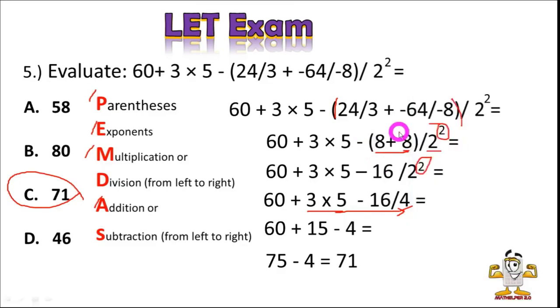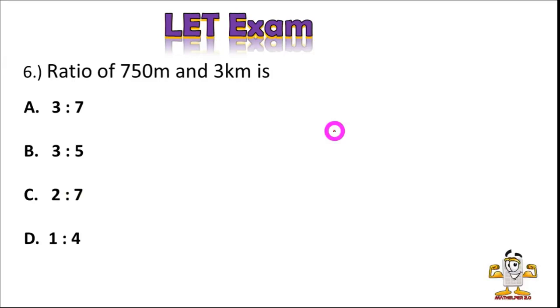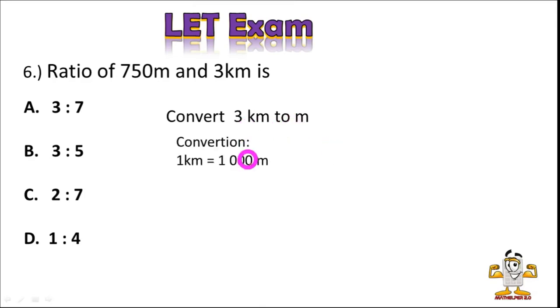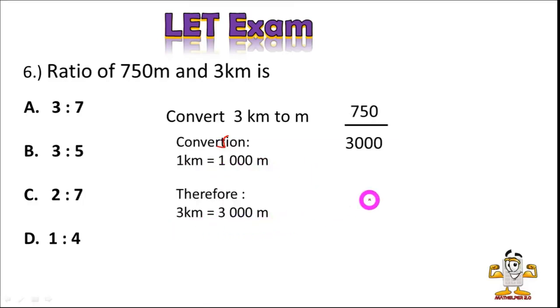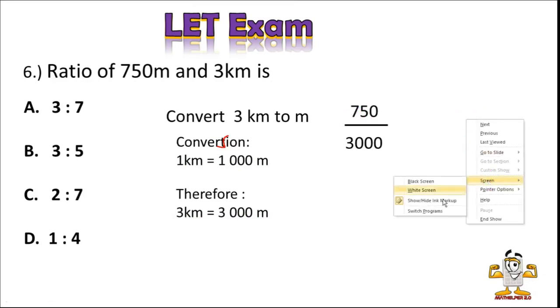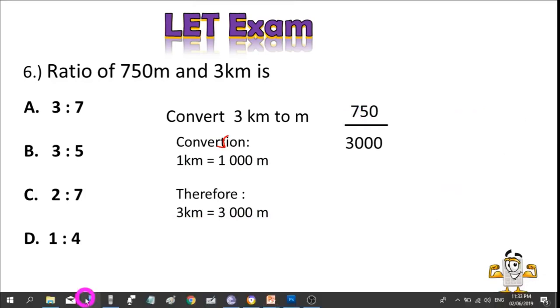Number 6, ratio of 750 meters and 3 kilometers. So, convert first 3 kilometers to meters. So, conversion is in every 1 kilometer there are 1,000 meters. So, 3 kilometers is 3,000 meters. So, divide na lang natin to using calculators dahil malaki po yung numbers.